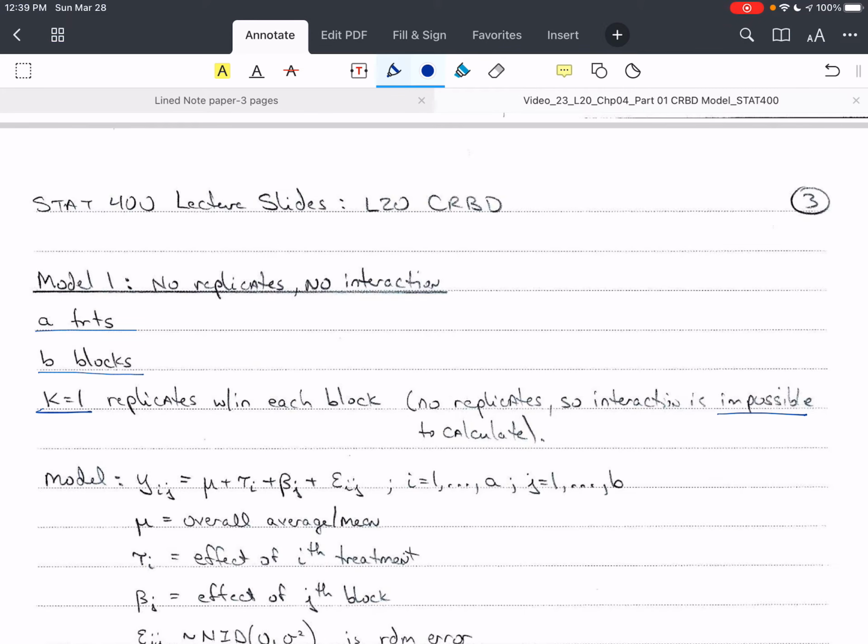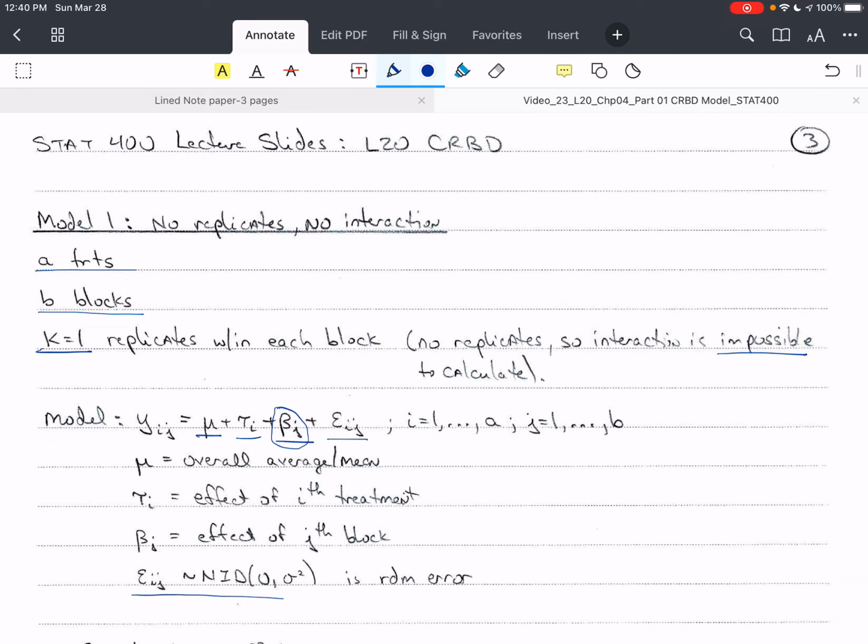So here's our model. It's going to look a little different. Now we have Yij. We don't have k here because k is just equal to 1, so there's no need to add another subscript. But we do have to add this term for beta j, the effect of the block. Okay, so we have mu, which is the overall mean. We have tau i, the effect of the ith treatment. Beta j is the effect of the jth block, and epsilon ij is the random error. And epsilon ij is normally and independently distributed with mean 0 and variance sigma squared. This is our random error. Okay. i goes from 1 to a, j goes from 1 to b.